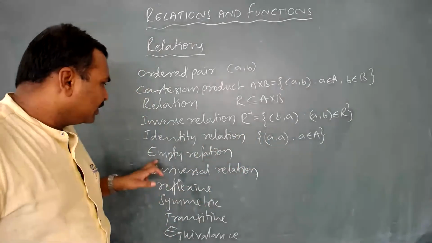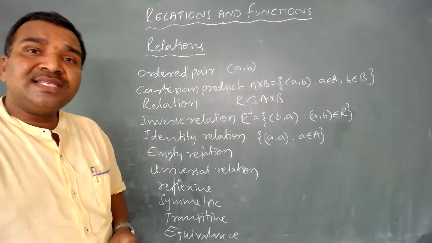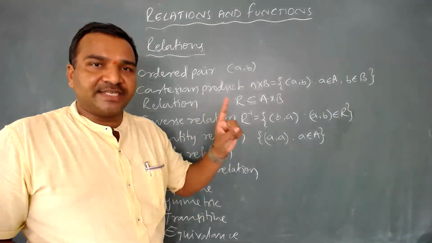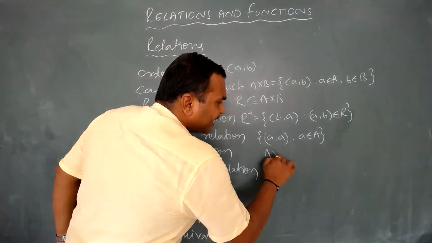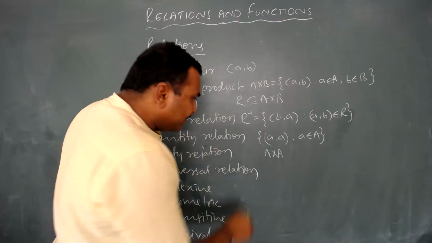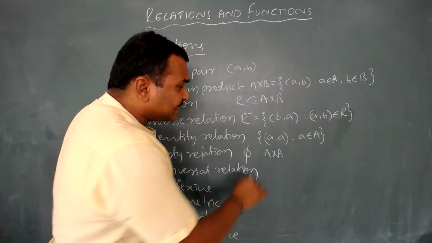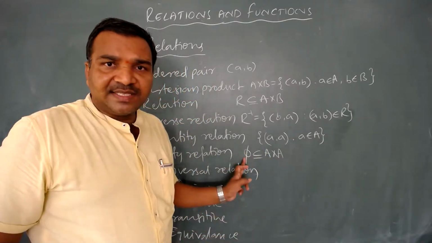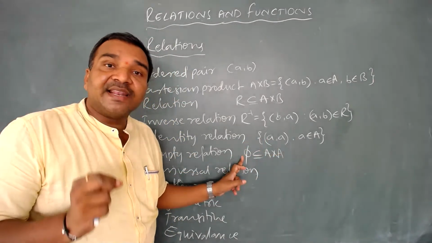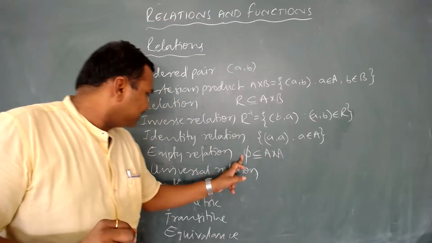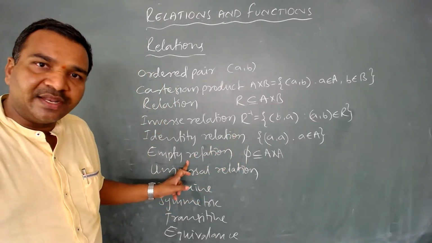No problem. Empty relation. So what is actually relation? It is a subset of Cartesian product. Now I am taking Cartesian product A cross A. In that, null set is a subset. Correct? Null set is subset of Cartesian product. So null set is a relation. Especially this relation is called empty relation.